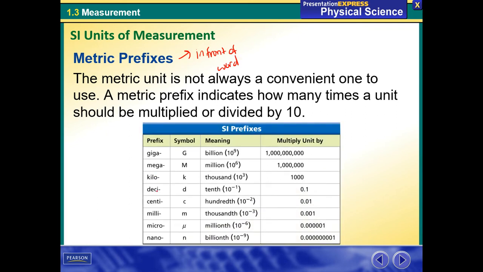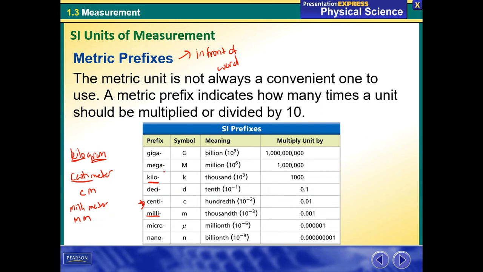You have actually already seen one of these prefixes, and that is kilo. Remember kilogram? Kilo is going to be our prefix. Gram is actually our base unit. Other common ones that you might see is centi, if you've heard of centimeter. Centi is your prefix. Meter is an m, cm. Millimeter, that's another one. Milli is an m, meter is an m, so you see an mm.